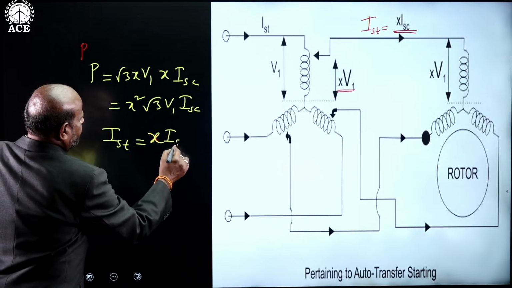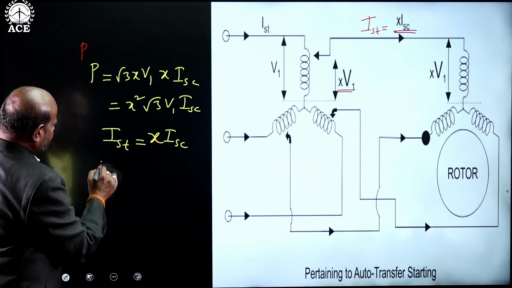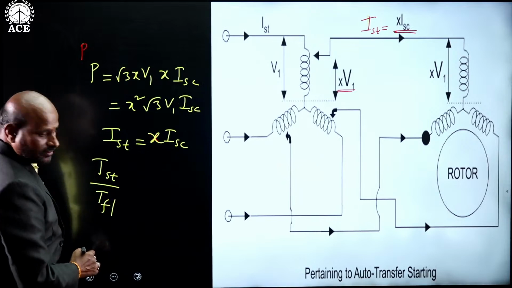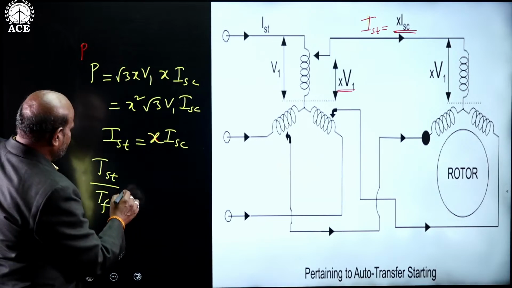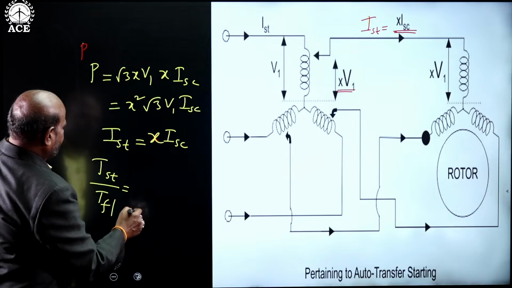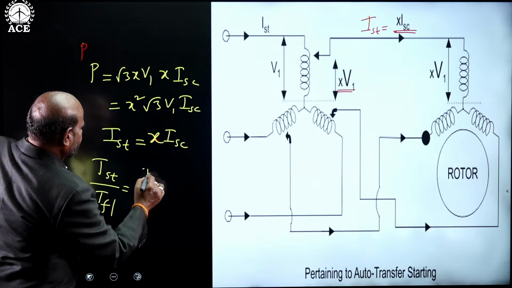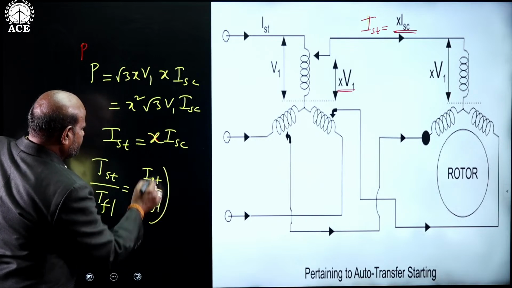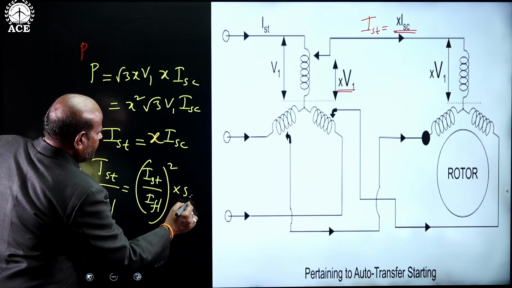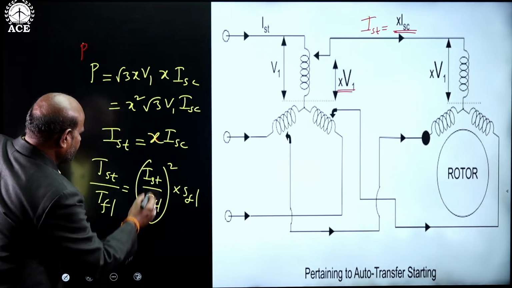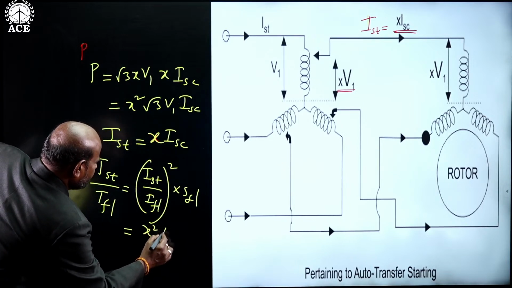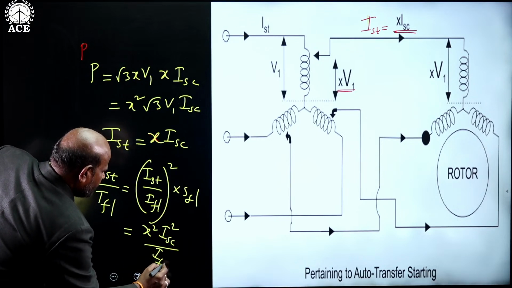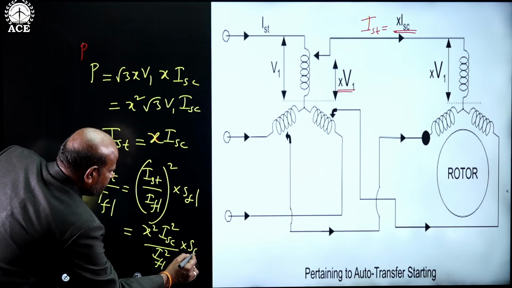Then what is the ratio of starting torque to full load torque? The ratio is given by the same formula, (IST by IFL) whole square into SFL, which is equal to X square times ISC square by IFL whole square into SFL.